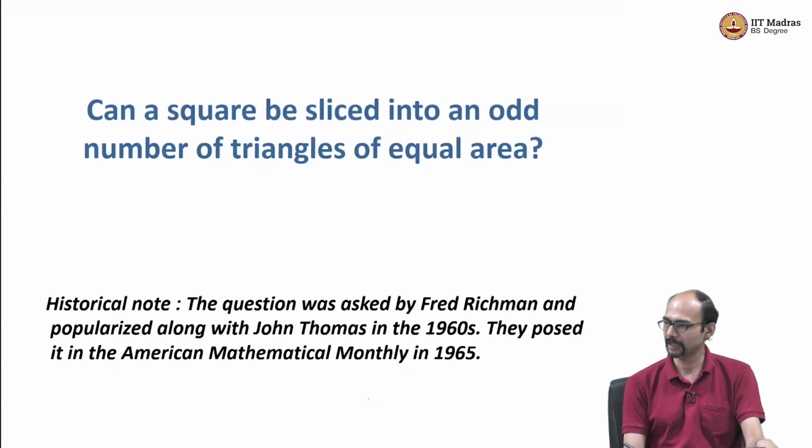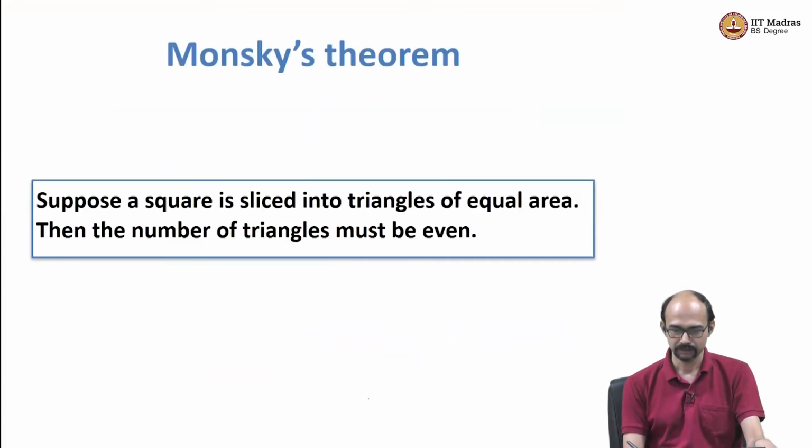Turns out no one knew the answer, so they asked the question in the Monthly in '65, and the proof was given by someone named Monsky. He is a very famous mathematician, and Monsky's theorem says that suppose a square is sliced into triangles of equal area, then the number of triangles must be even. There is no way of doing it so that it's odd.